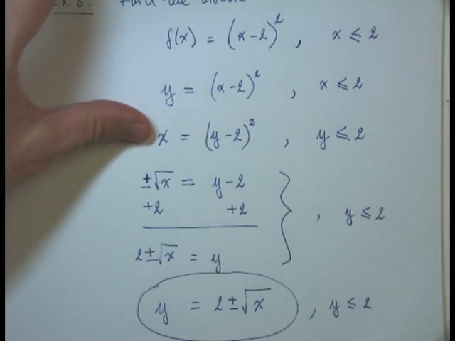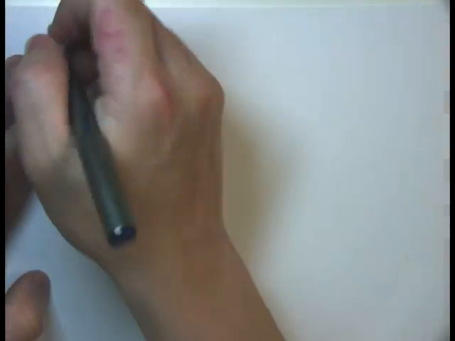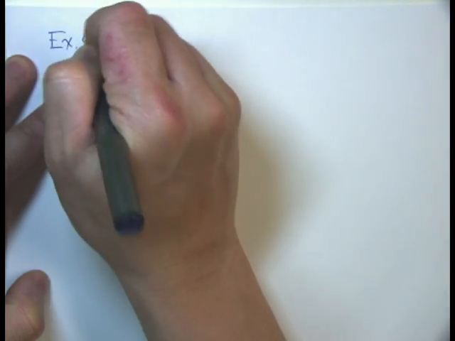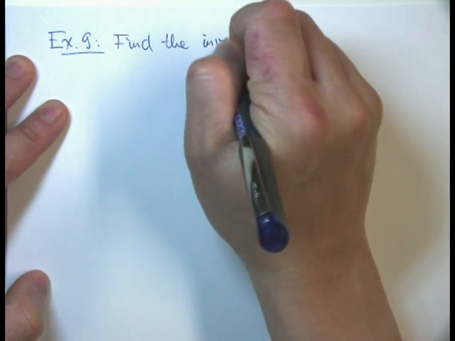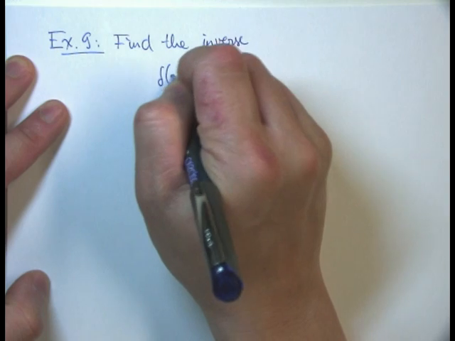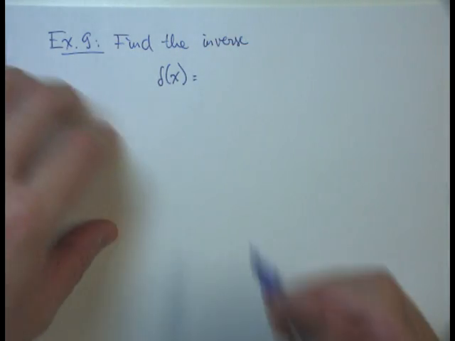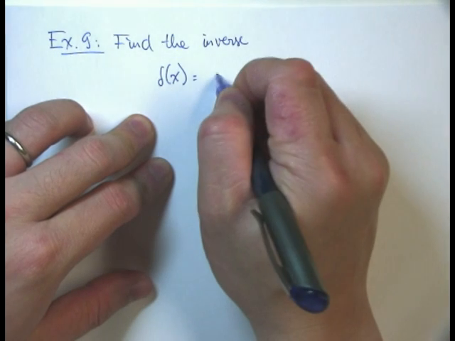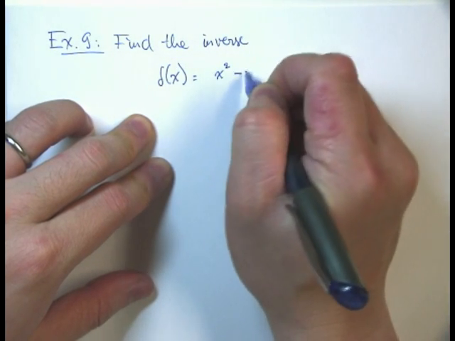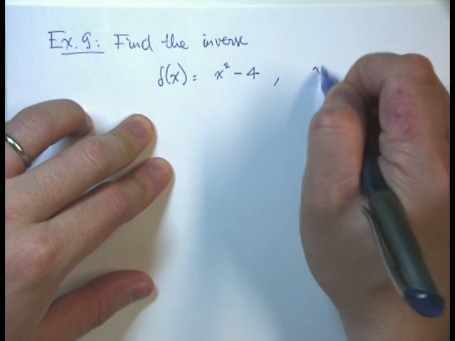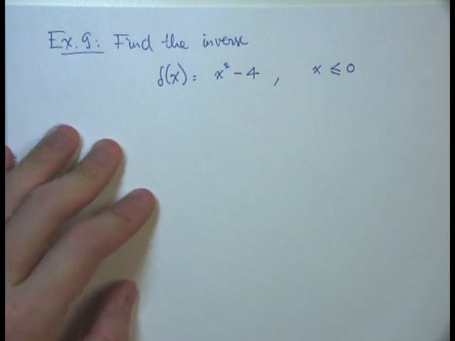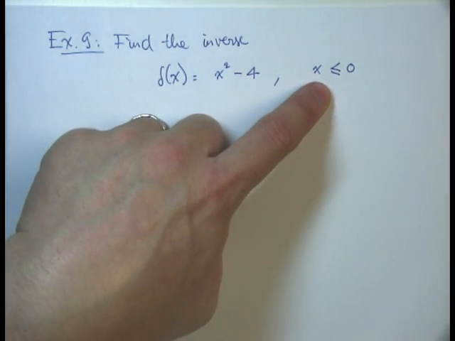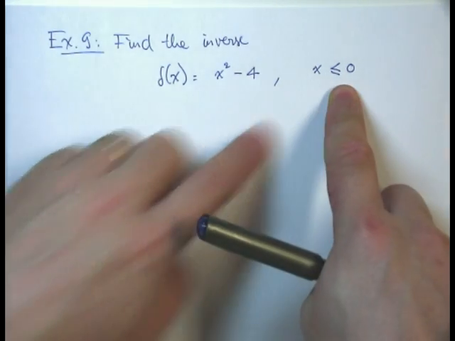So let's try one more before we move away from this topic. Example number 9, and we want to find the inverse. My function once again is x squared minus 4, and here we're looking at x less than or equal to 0. So I want to find the inverse for this function in a restricted domain, x less than or equal to 0.